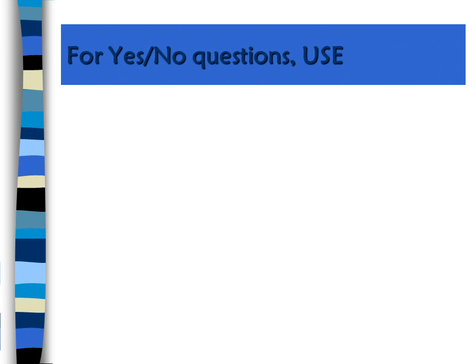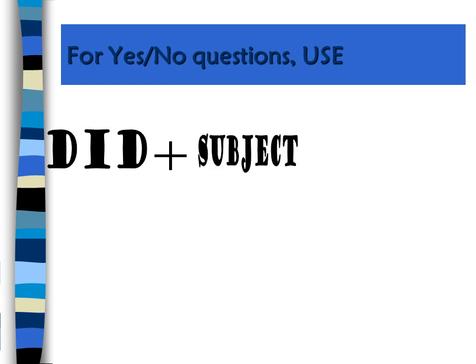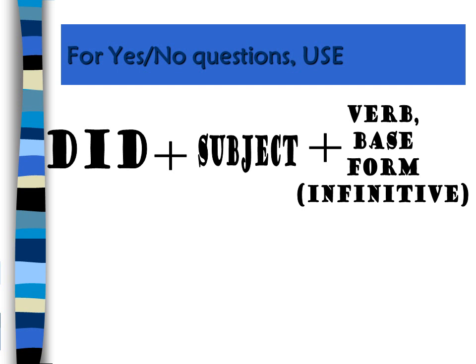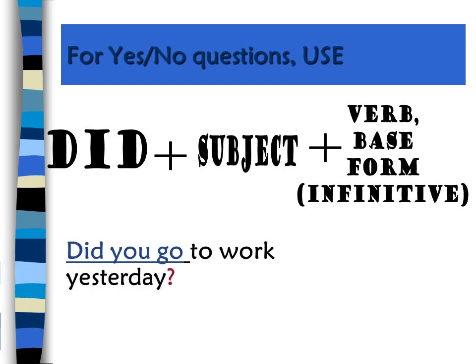Now, yes, no questions. For yes, no questions, you are going to use did plus subject plus verb base form infinitive. Okay? In the negative, we use did plus not plus infinitive of the verb. And in the question, we use did plus subject. Example, did you go to work yesterday? So you have did plus subject plus infinitive.